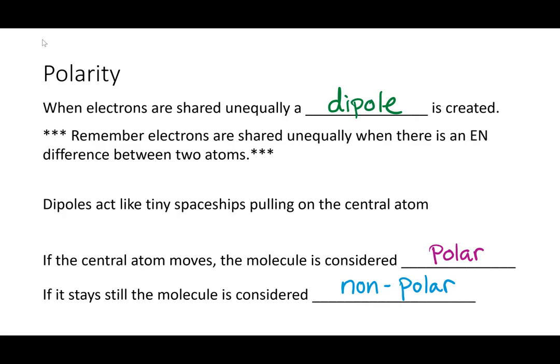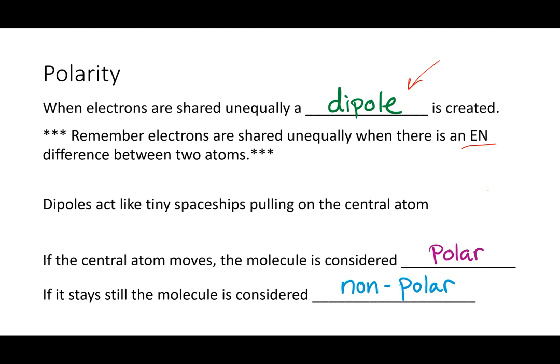So, polarity. When electrons are shared unequally, a dipole is created. This may be a new word to you. Make sure that you know that. Remember that electrons are shared unequally when there is an electronegativity difference between two atoms. Dipoles act like tiny spaceships pushing and pulling on the central atom.